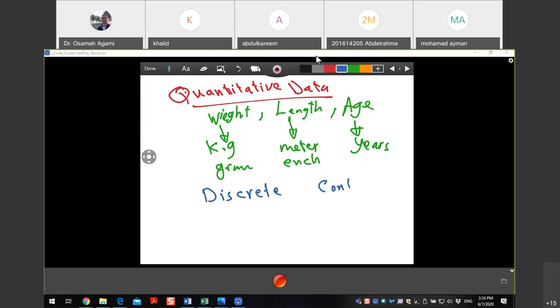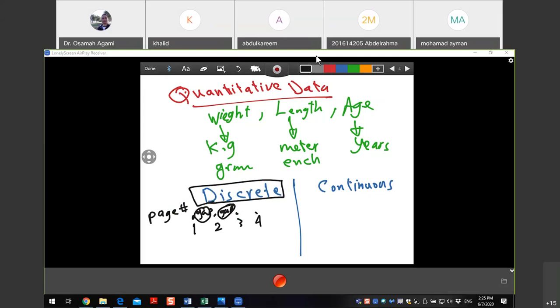And continuous. So what is the difference? If you are discrete, it means you have a gap, right? The number of pages, page number one, page number two. You haven't heard about page number 1.3 or 1.5. So you have a gap. And page number three, also you have a gap here. So once you have a gap between your data, you call it what?